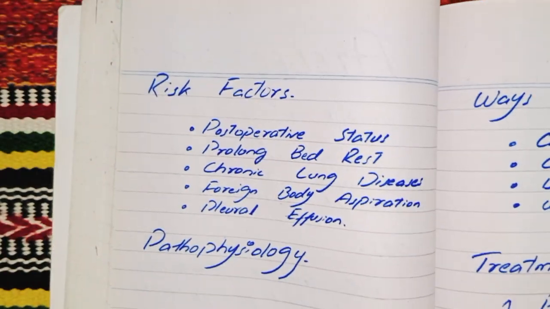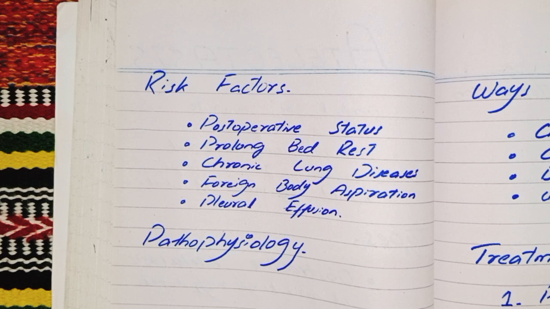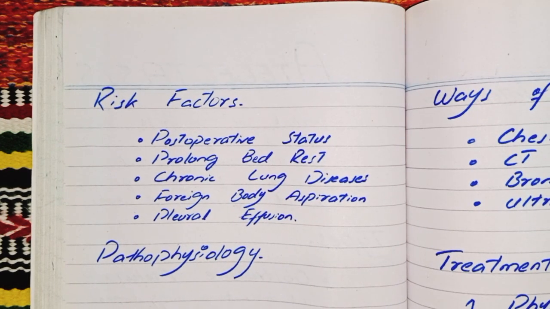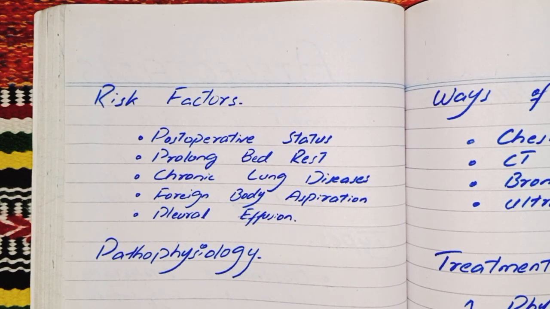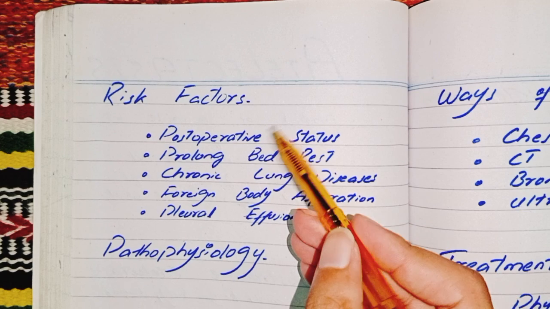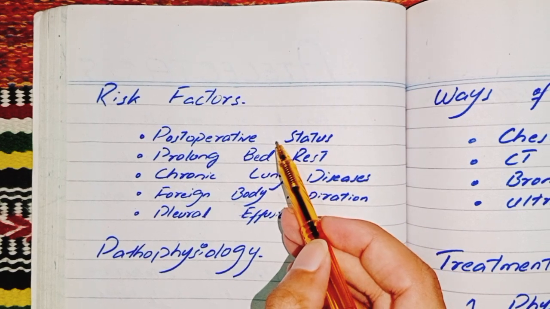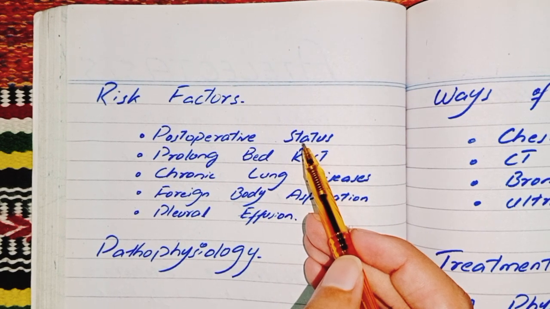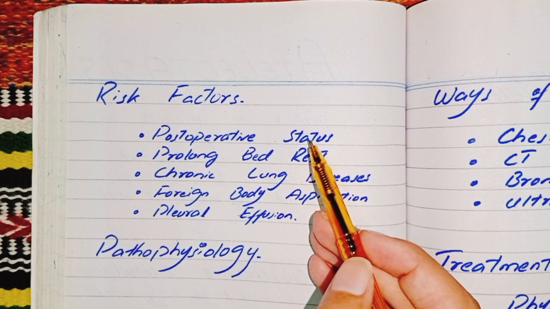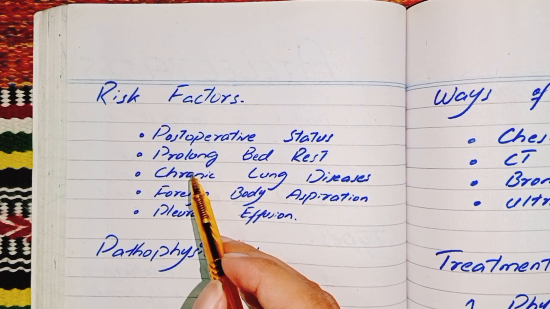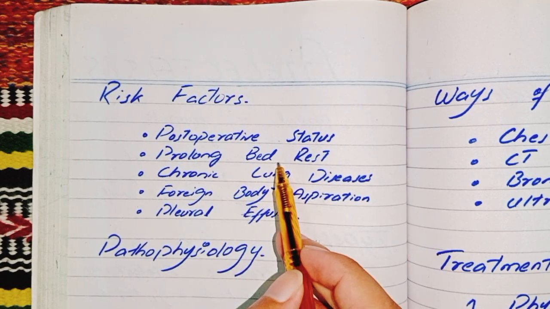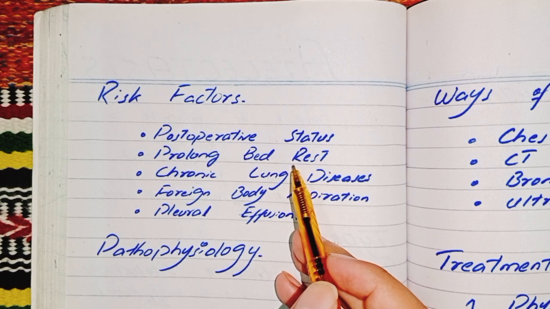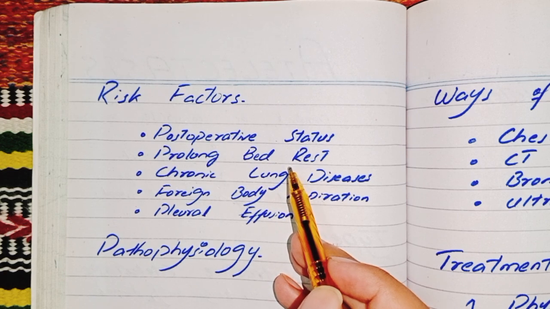Our next section is about the risk factors. Risk factors of atelectasis. First risk factor is the post-operative stage, especially after chest or abdominal surgery, where shallow breathing, pain, and anesthesia can contribute to atelectasis. Our second risk factor is prolonged bed rest. Lack of movement can cause mucus to pool in the lungs, leading to obstruction.